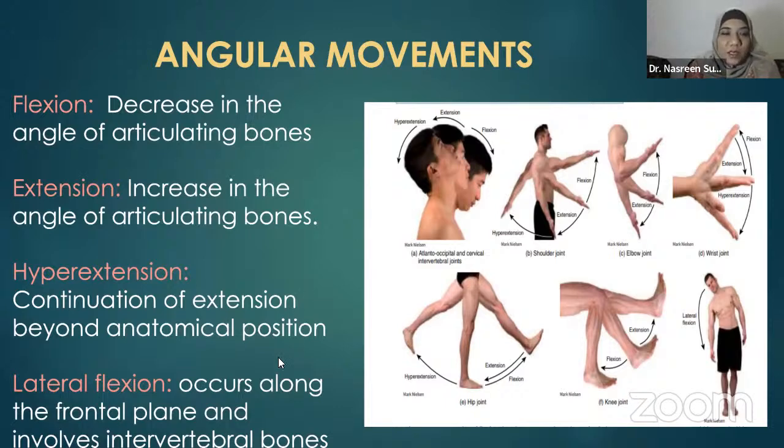Then lateral flexion. Lateral flexion means sidewards. It is present in the vertebral column, mostly the intervertebral bones will be involved in lateral flexion. You can see in this diagram how you are turning sideways. This type of movement is lateral flexion.